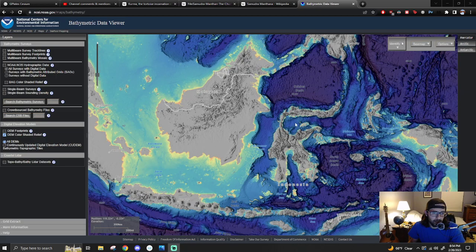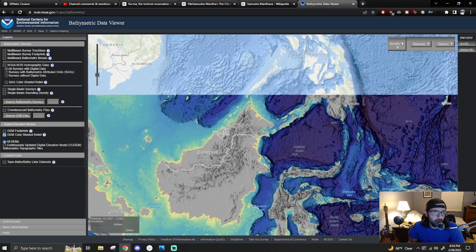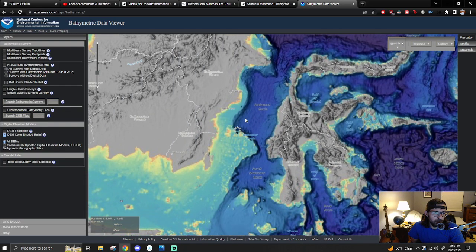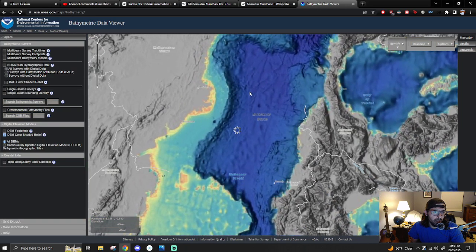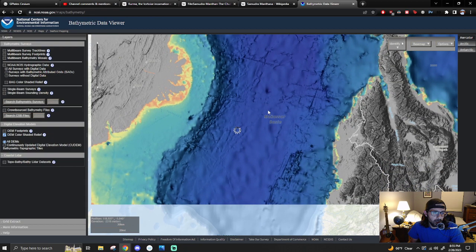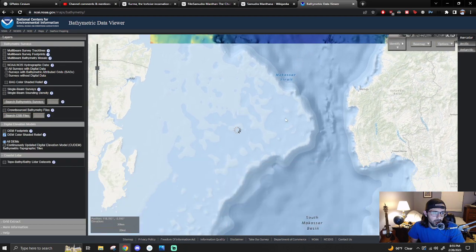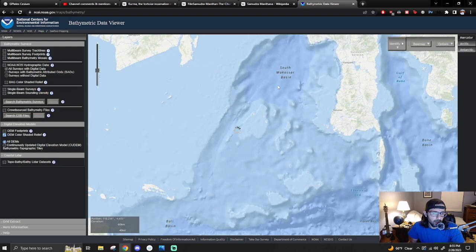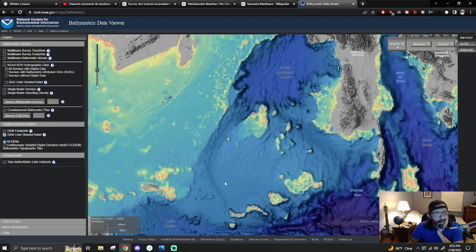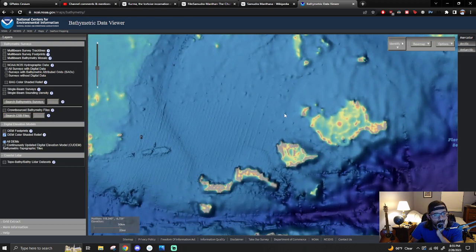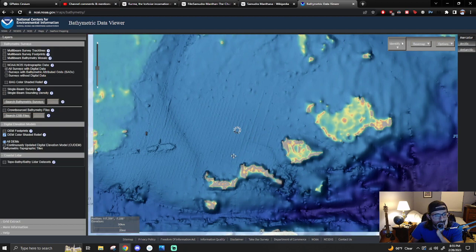I believe it's here somewhere. Where is it? Hopefully it's this map. I believe it was in this basin. It might be. Oh, there it is. There it is. Whoa. Bunch of little dots, and then just really.